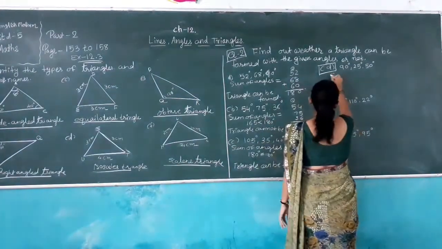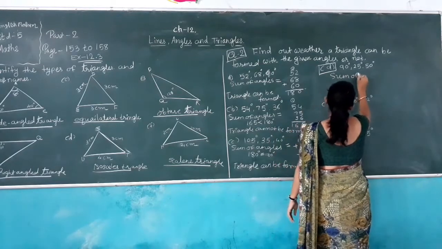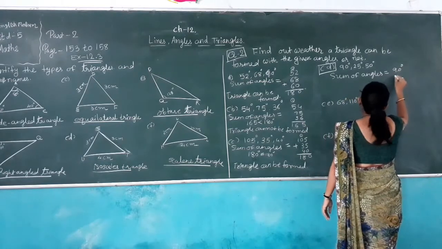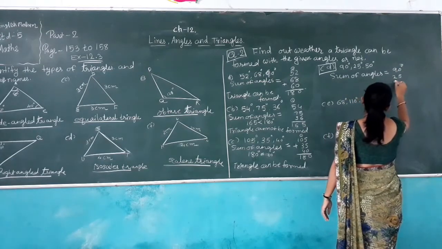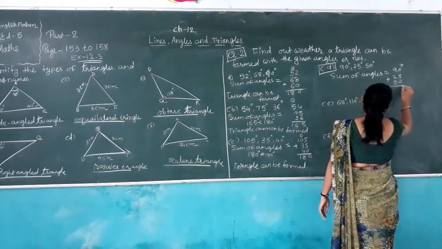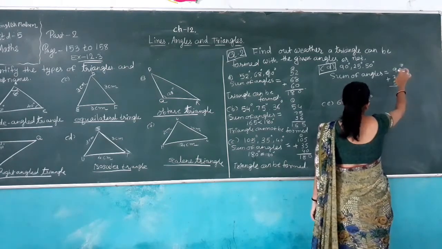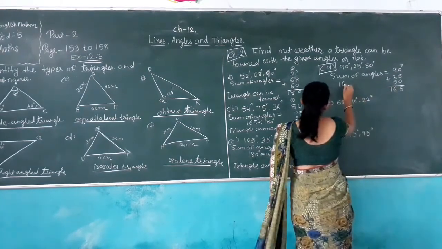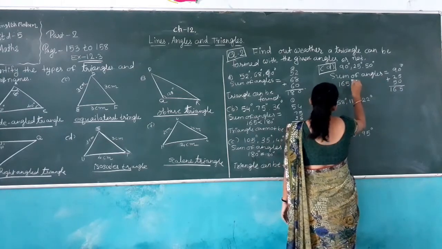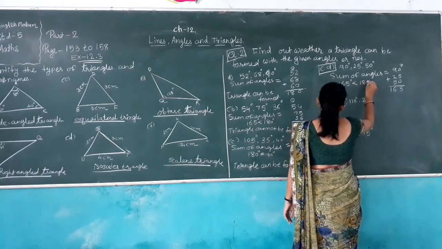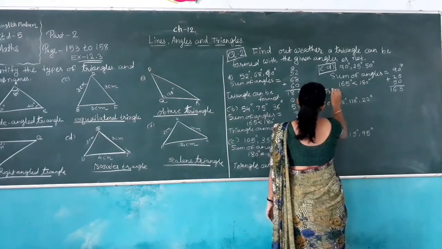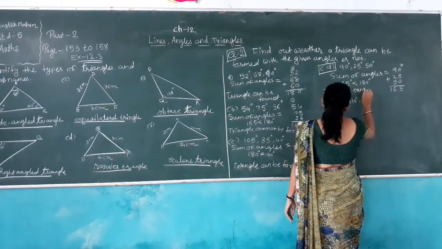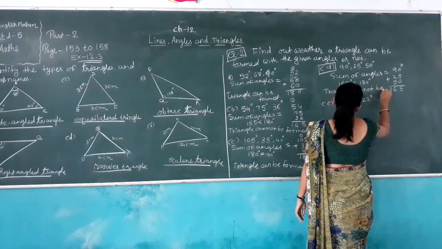Next one. The sum of angles is equal to 90 degrees, 25 and 50. Add it: 5, 9 plus 2 is 11, 11 plus 5 is 16. So we get the answer 165, less than 180 degrees. So the triangle cannot be formed.